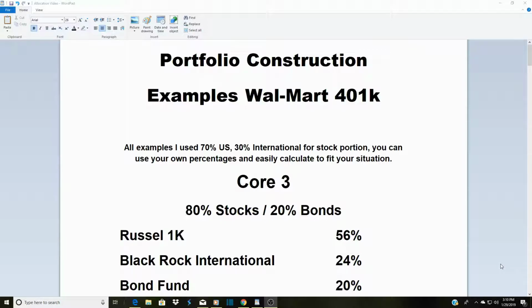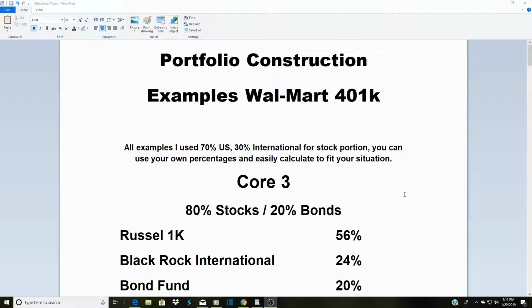In general, I would recommend at least 25% for international, and then probably no more than 50% international. So 50% US, 50% international. I do use, in my other portfolios, 60% US, 30% international. Then I use 10% REIT, which is real estate investment trust. So that's basically like a real estate holding. That is my protection for deflation.